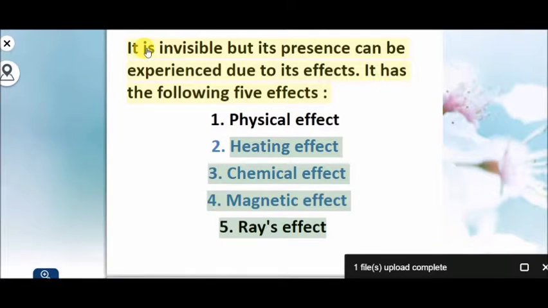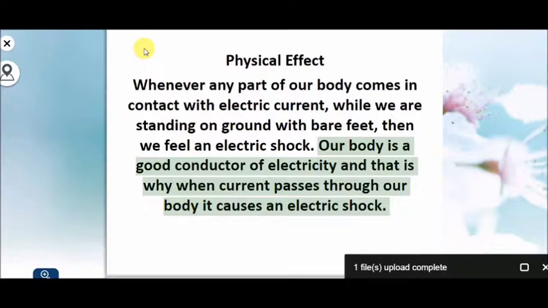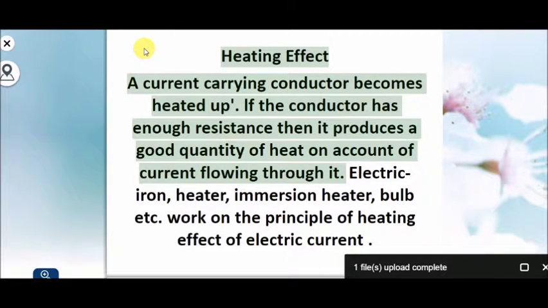Physical effect. Whenever any part of our body comes in contact with electric current while we are standing on the ground with bare feet, then we feel an electric shock. Our body is a good conductor of electricity, and that is why when current passes through our body it causes an electric shock.